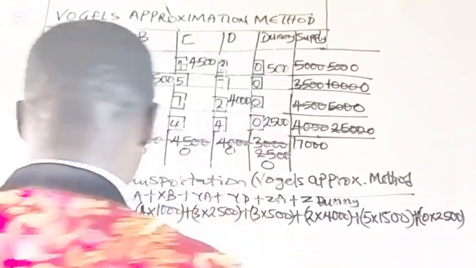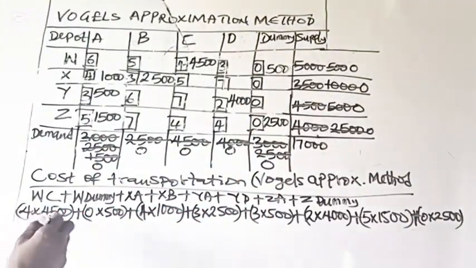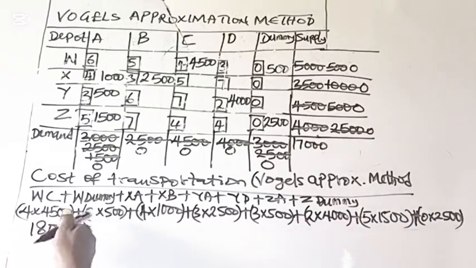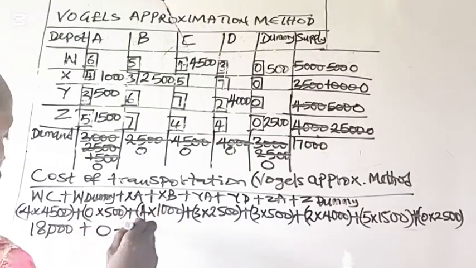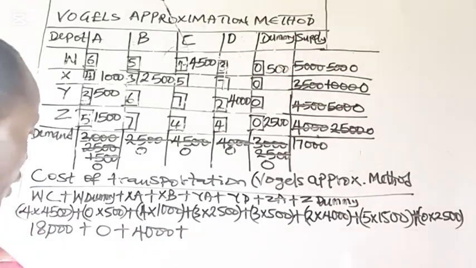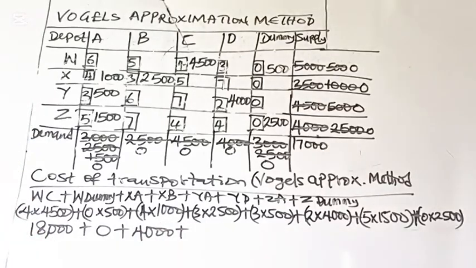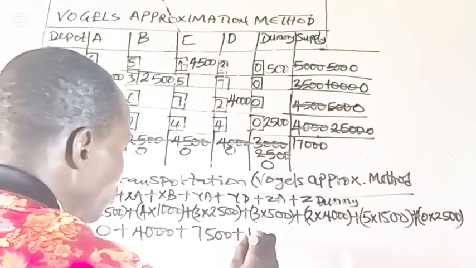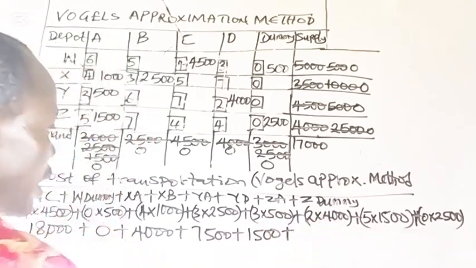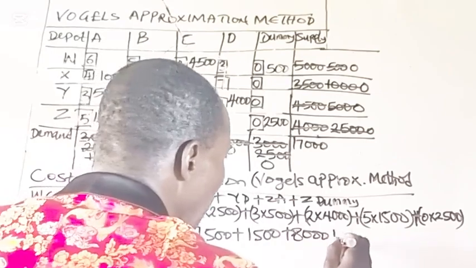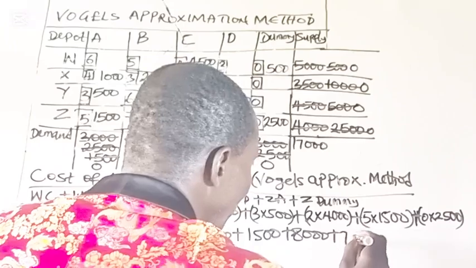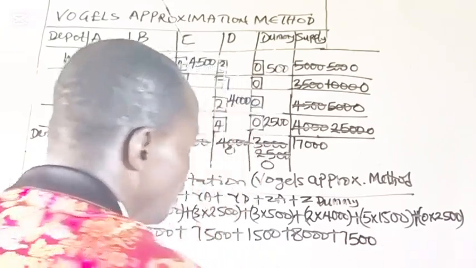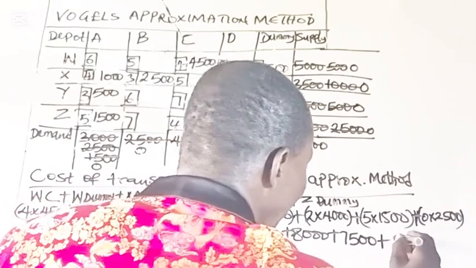So let's sum up everything. We have 4 times 4,500. That gives us 18,000. Plus 0 times 500 is 0. Plus 4 times 1,000, 4,000. Plus 3 times 2,500. That is 7,500. Plus 3 times 500, that is 1,500. Plus 2 times 4,000, that is 8,000. Plus 5 times 1,500, that is 7,500. Plus 0 times 2,500, that is 0.